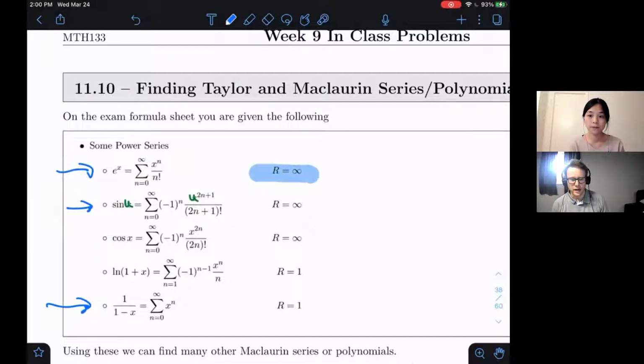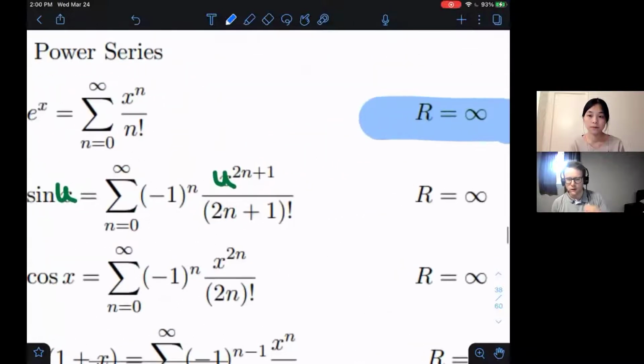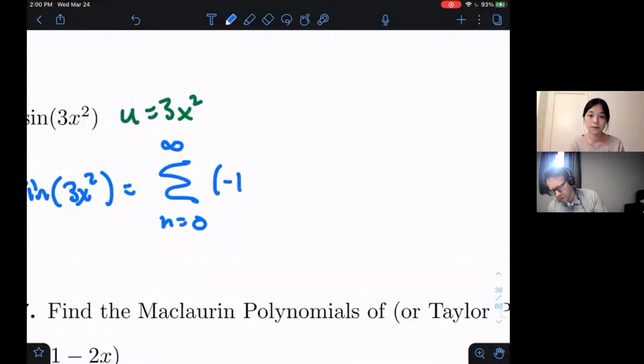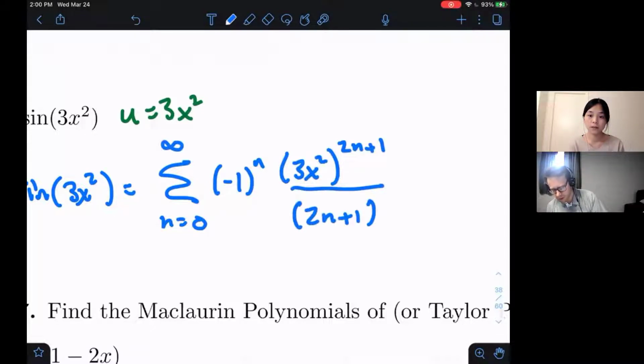So we have this alternating piece, and then we have all of the odd powers, right? So an alternating piece and all of the odd powers. So (-1) to the n, and then we have u to the 2n plus 1. And remember, my u is 3x squared. So let me go ahead and substitute that in there. (3x squared) to the 2n plus 1 divided by (2n plus 1) factorial.